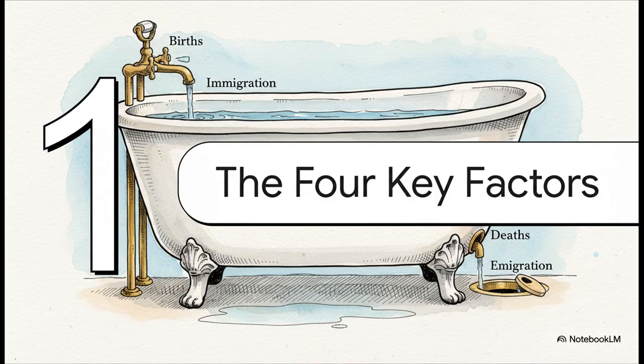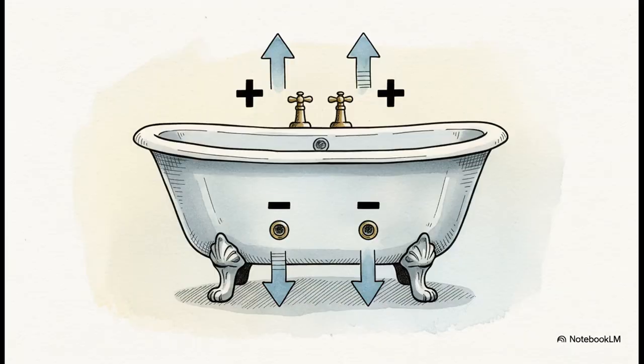It's not some kind of magic trick, I promise. It actually boils down to just 4 key things. 4 factors that decide if a population grows, shrinks, or just stays put. Okay, to make this super simple and easy to remember, let's think about it like this: a bathtub. Yeah, a bathtub. Picture a country's population as the water level inside it.